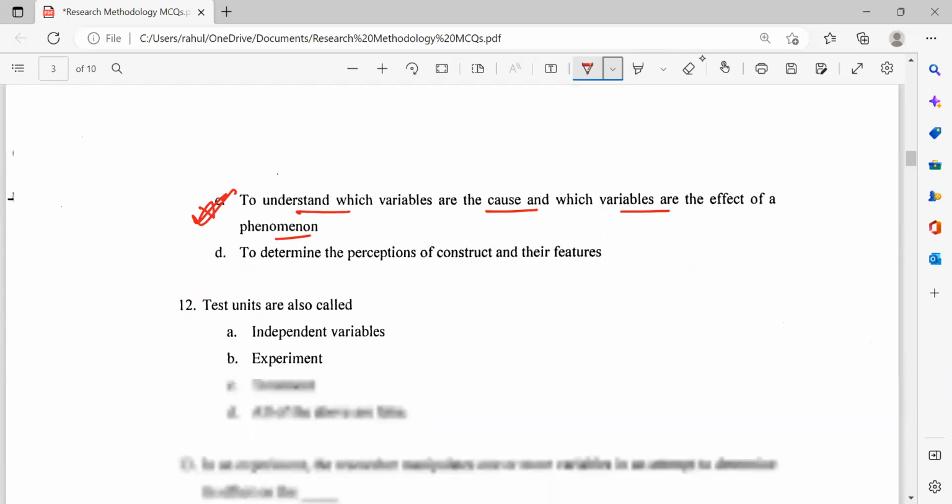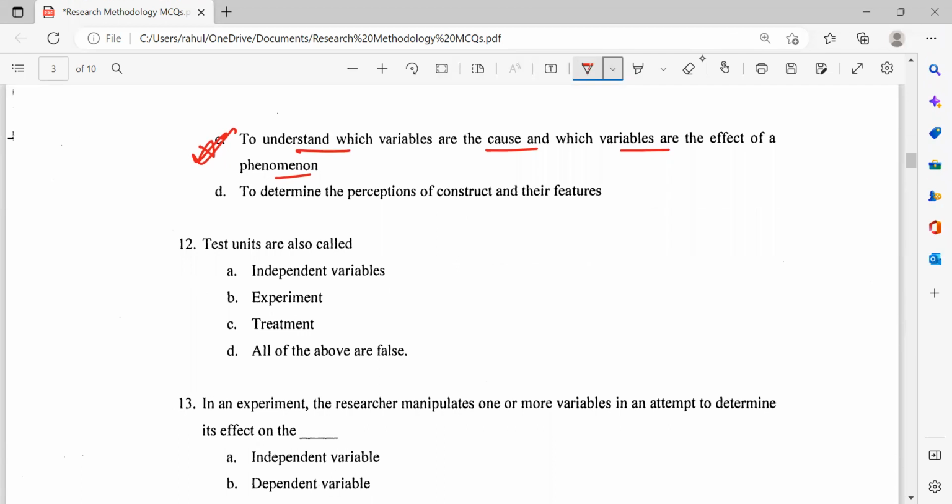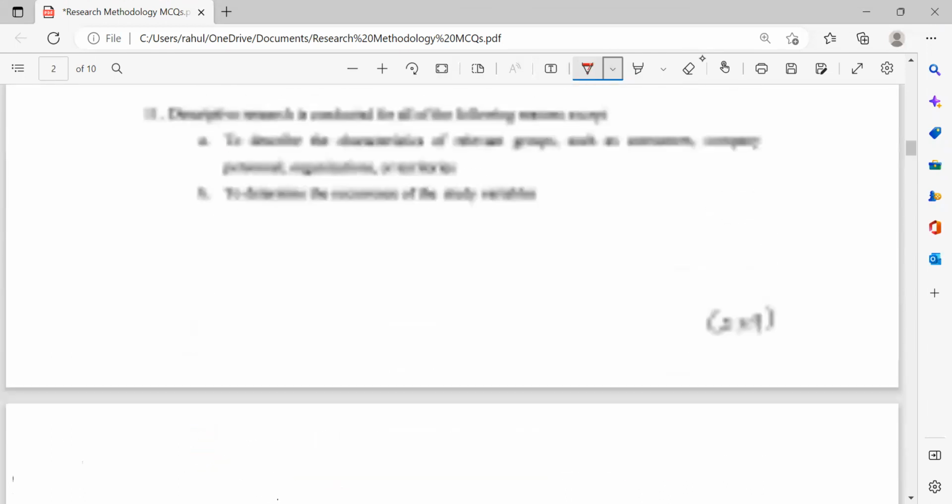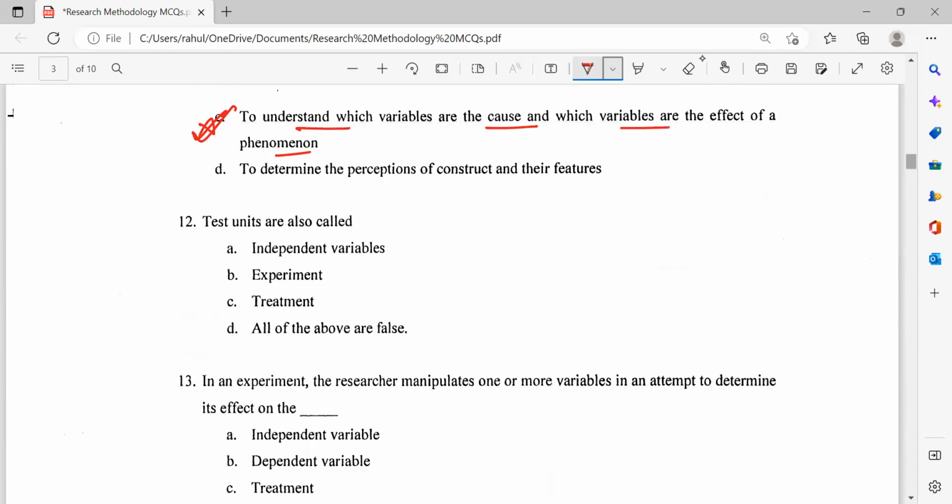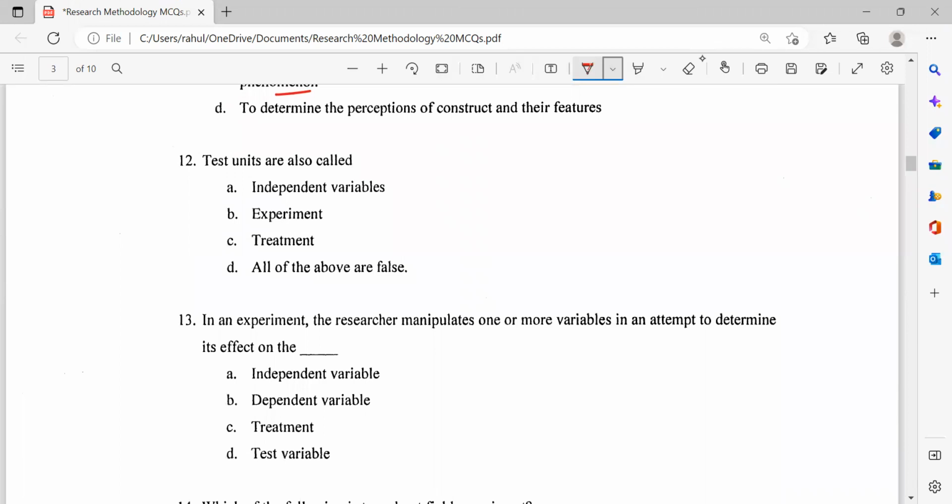It is not a feature of descriptive research, because descriptive research, obviously, wants to explore the behavior of some groups. They want to go into depth information of that, right? Option C doesn't belong to descriptive research, whereas A, B, and D belong.